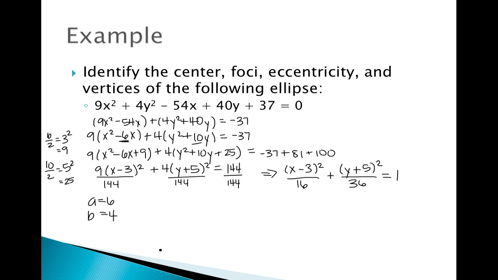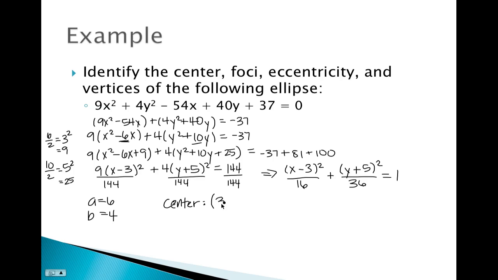So first, center. Let's figure out the center of this equation. So our center is h comma k, and remember, this is x minus h, so h is going to be the opposite sign of this.